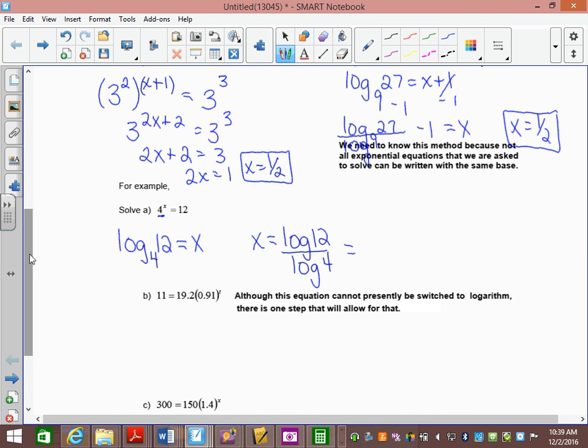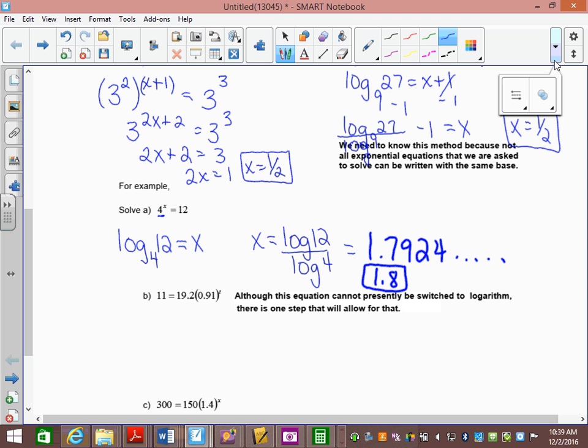What's log 12 divided by log 4? Anyone? Bueller? 1.7924 and so on. Okay, so we'll go 1.8. If it's the diploma and it's numeric response, they'll always give you a rounding rule.